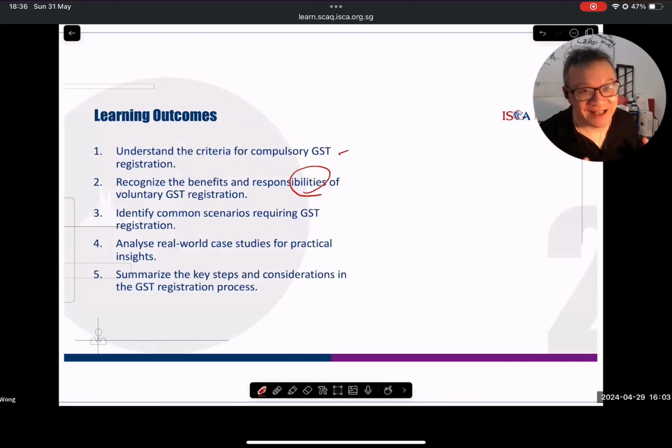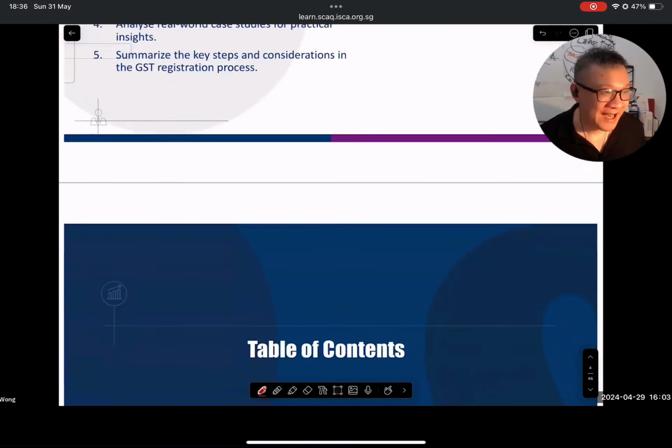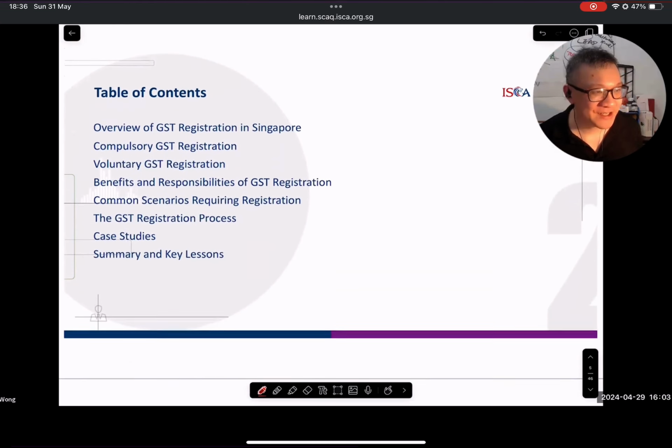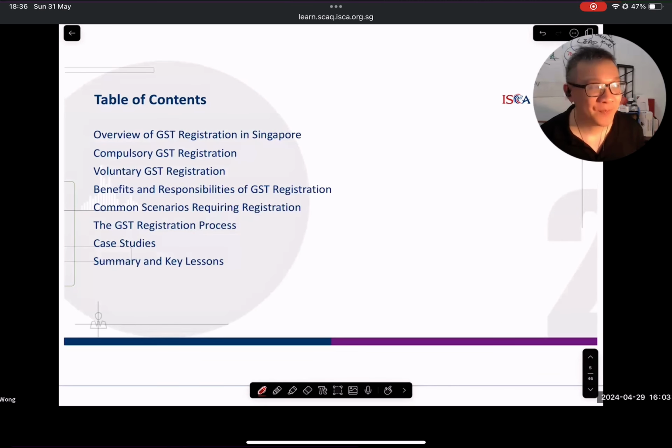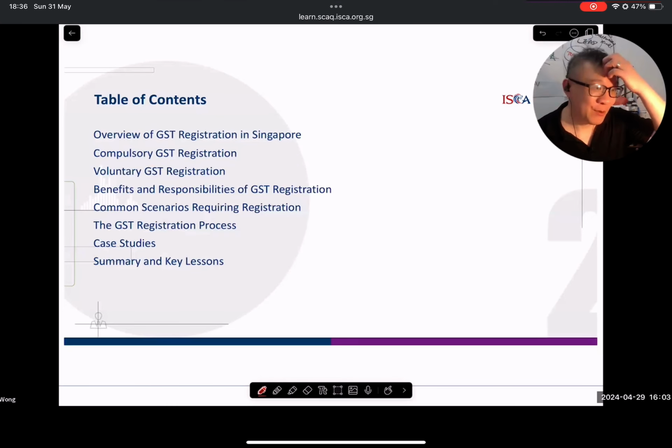Okay, so these are the learning outcomes. And what we are going to cover in these presentations are as follows. Overview of GST registration in Singapore. There are 2 types of registration for GST purposes. On one hand, compulsory, or you can call it mandatory. The other part of the equation is the voluntary GST registration. Like I said, the benefits and responsibility for GST registration, in particular, the voluntary GST registration.